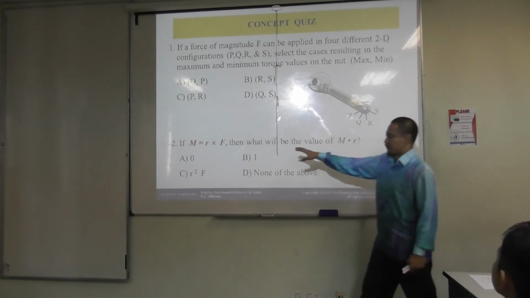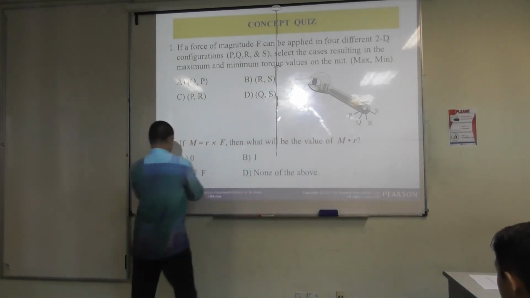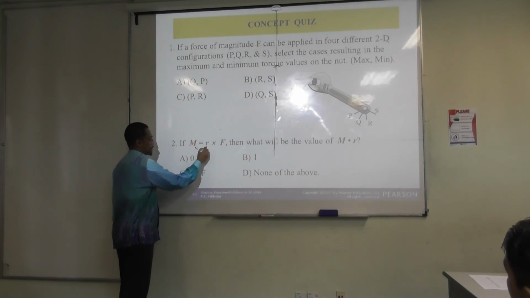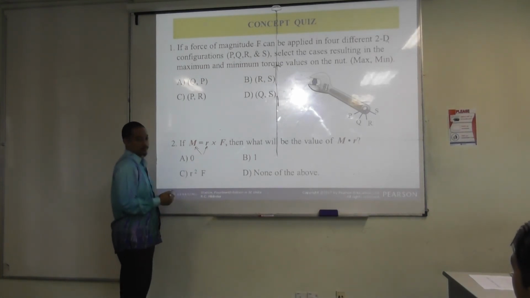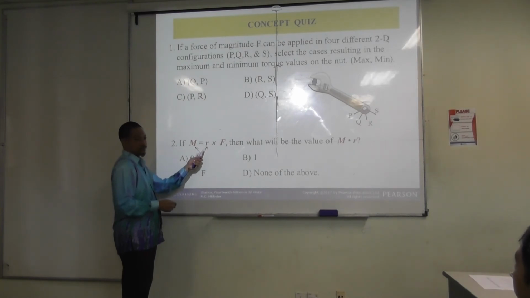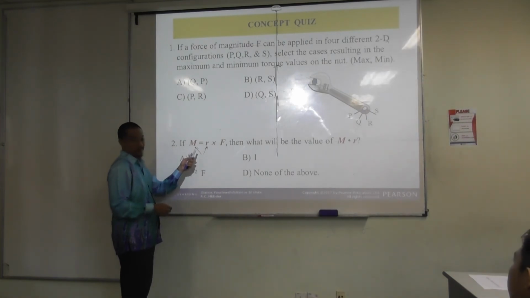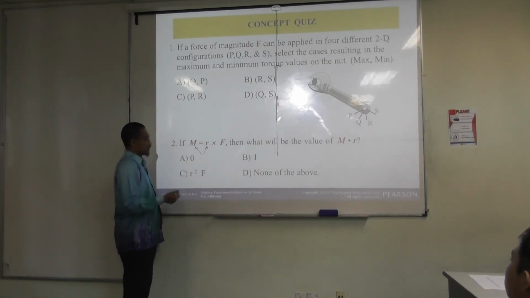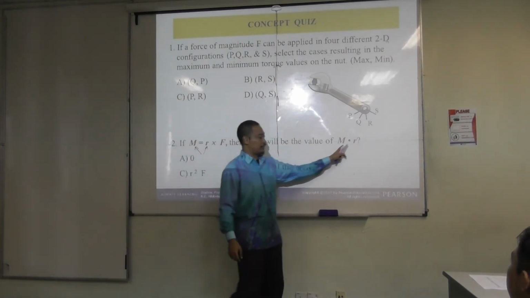If you understand this one, how do these two relate to each other? Can you imagine how this and this relate? What is the angle between the two? 90 degrees. It's perpendicular, right? If it's perpendicular, when you dot, what do you have?